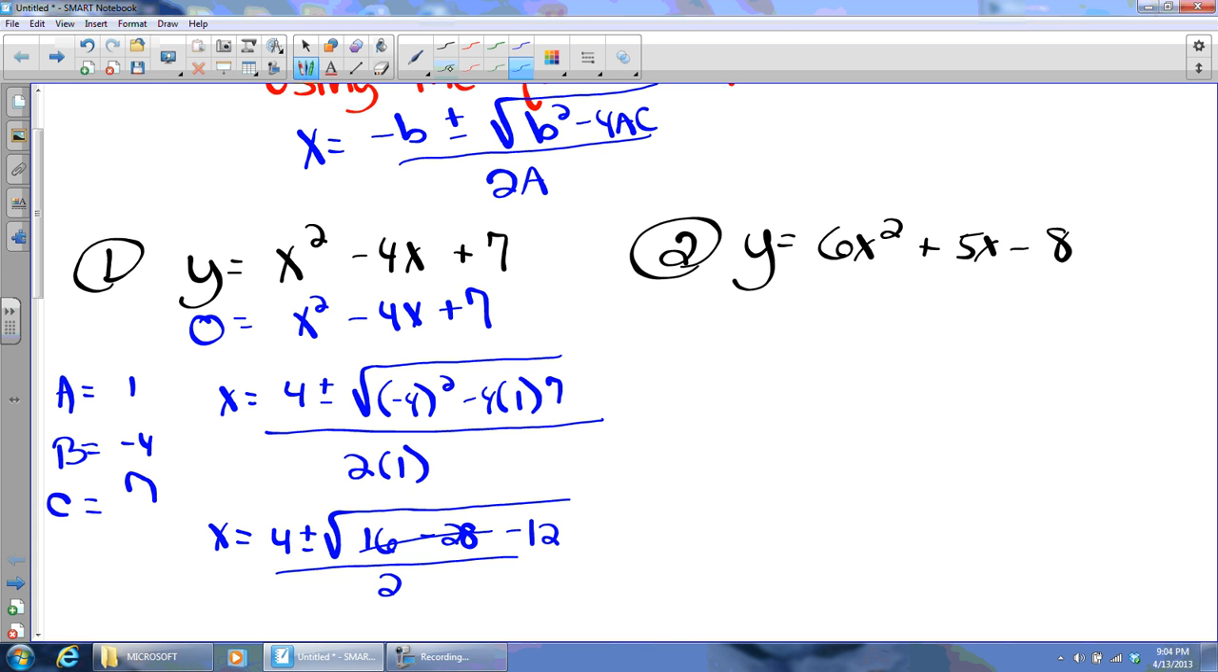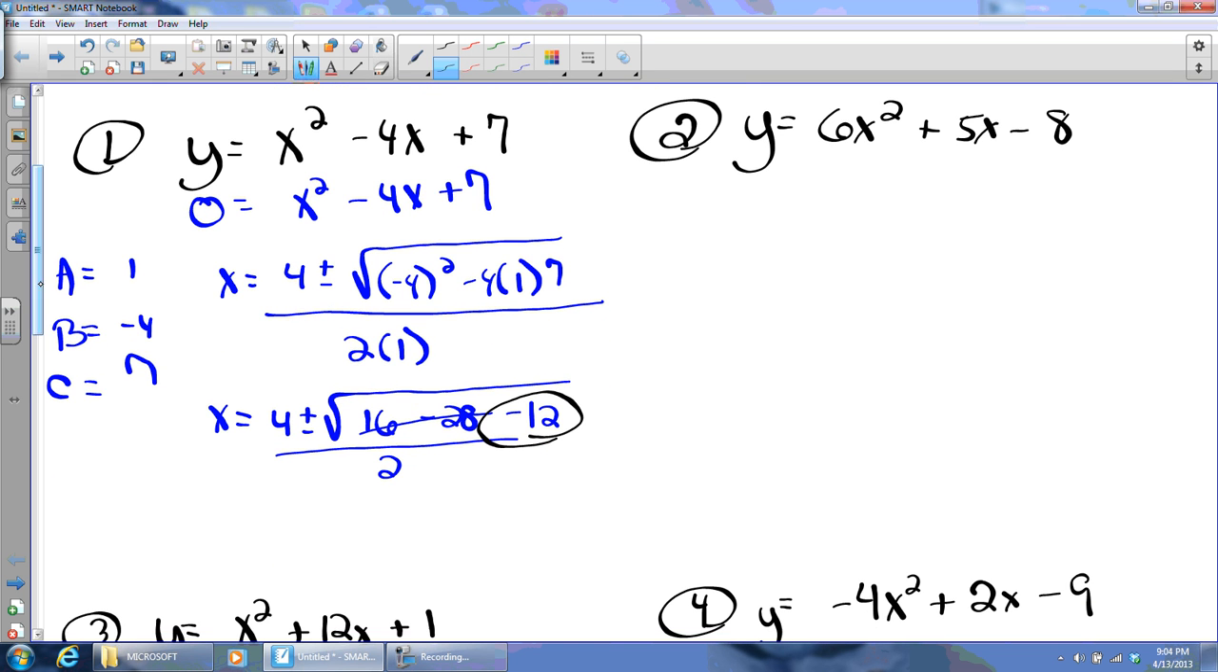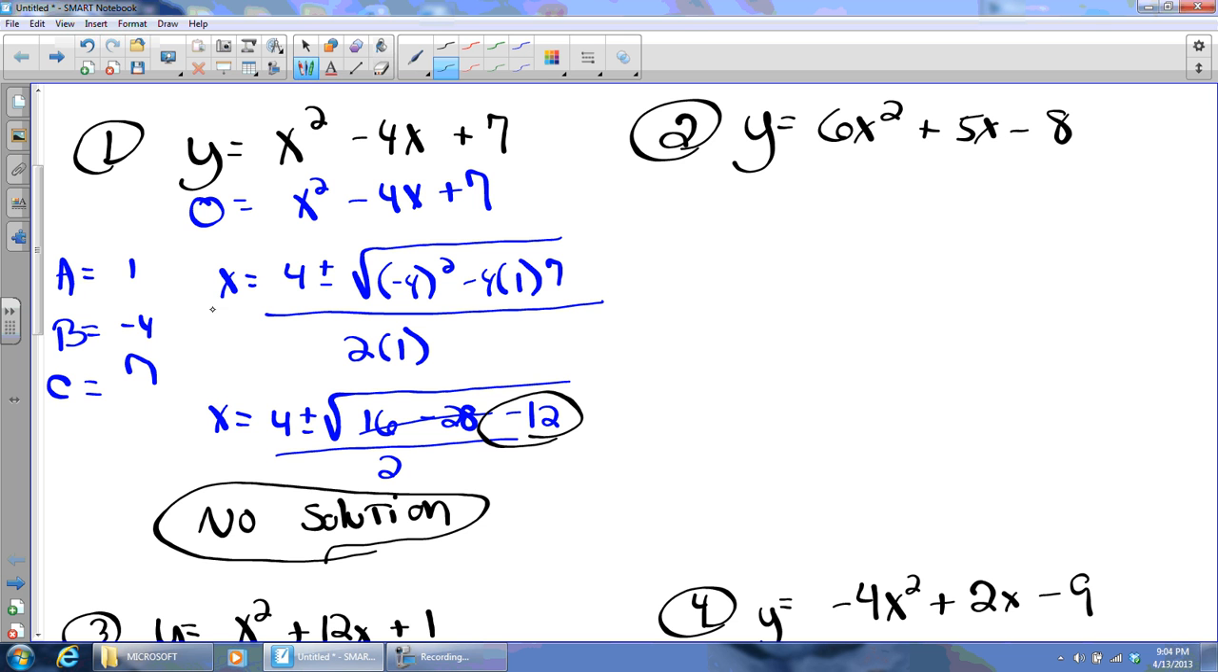That should bug you very, very much. My discriminant is negative 12. My discriminant is less than 0. This problem here has no solution. Now, I'm not actually graphing, I'm just trying to solve the quadratic. Alright, so in this case there is no solution. Alright, let's go on to problem 2.